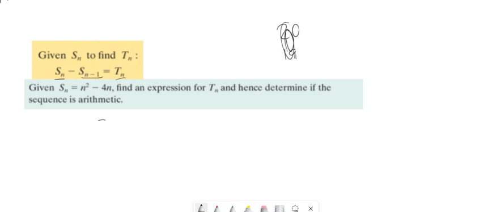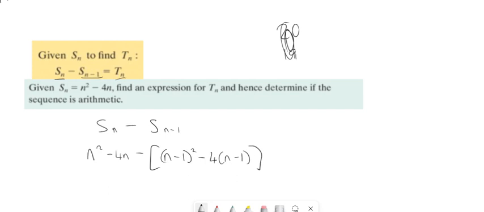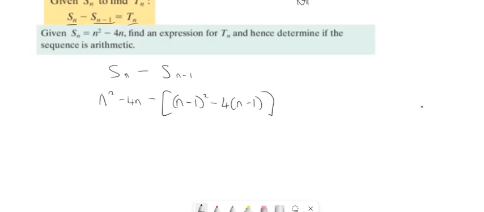So S of n minus S of n minus 1. S of n here is n squared minus 4n. I'll take what S of n minus 1 is. So S of n minus 1 would be n minus 1 squared minus 4 times n minus 1. And let's just go and multiply all of this out then. So n squared minus 4n minus, now n minus 1 all squared would just be n squared minus 2n plus 1, and then minus 4n plus 4.